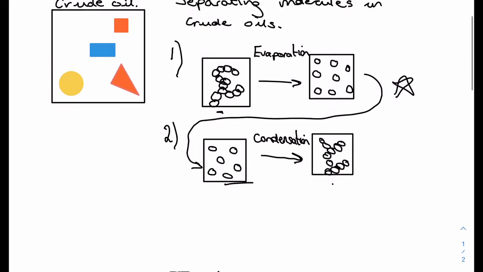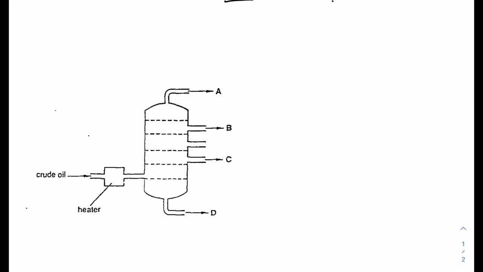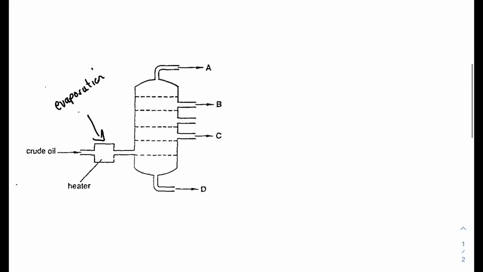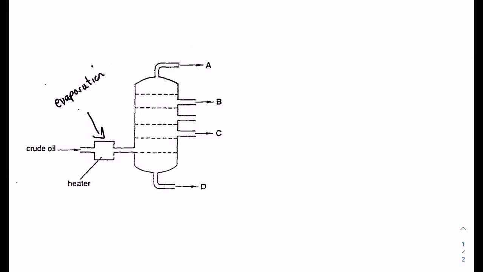So here, I've got my heater, the crude oil goes into the heater and it heats up. Now if that liquid heats up, that is going to be where the evaporation happens, because we've got that liquid in the heater getting lots and lots of energy, becoming a gas, and that's what we've just described as being evaporation. So we've already had the first process happen, so that's process 1 has happened in the heater.